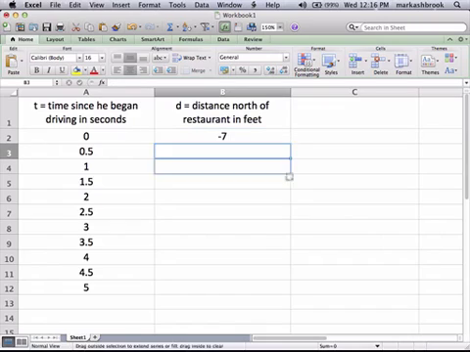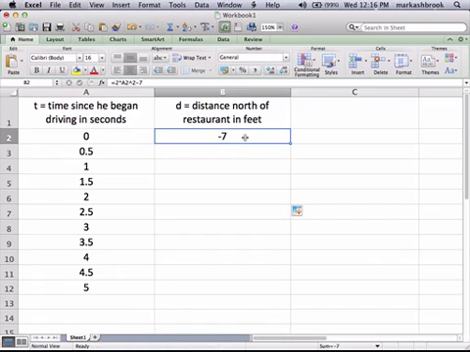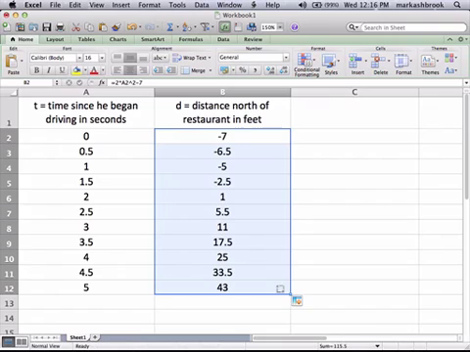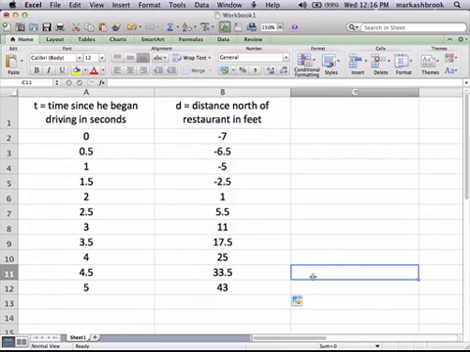That's an example of why it's so important to define your variables well. Because if you just write distance traveled, that's not what this is. This is a distance from a reference point. Okay?